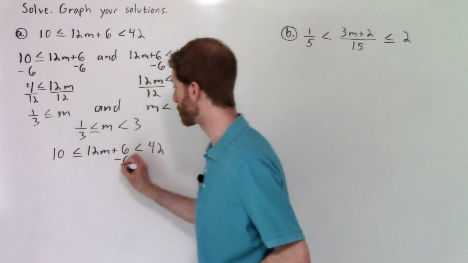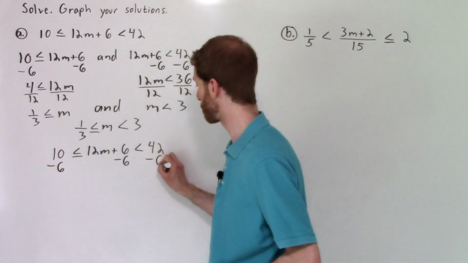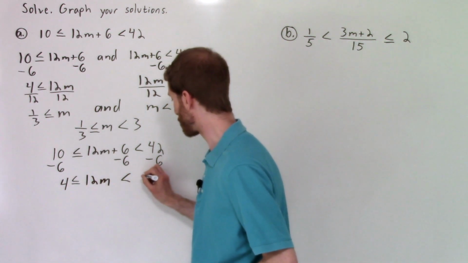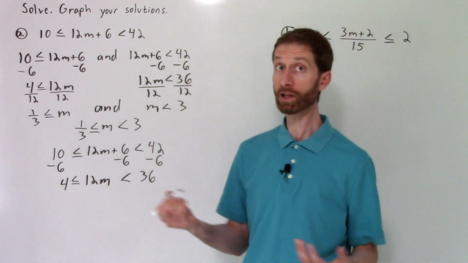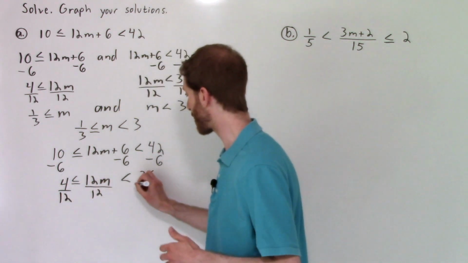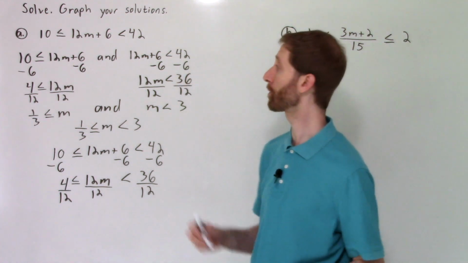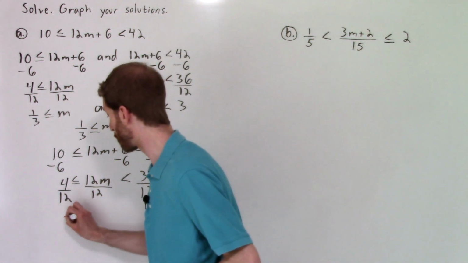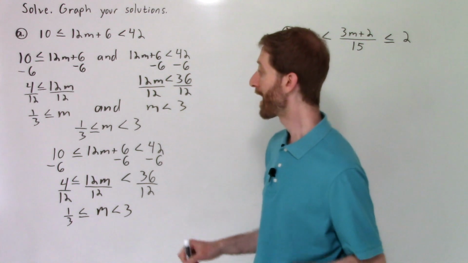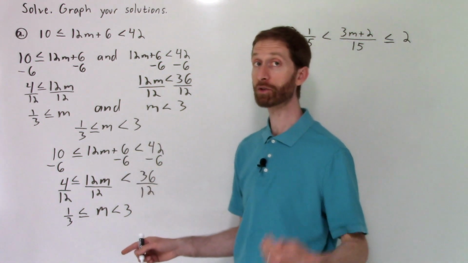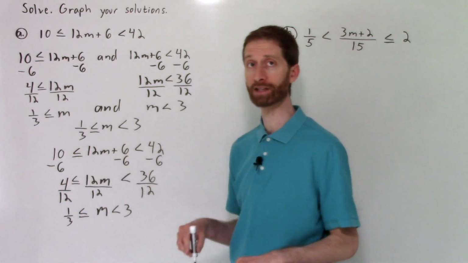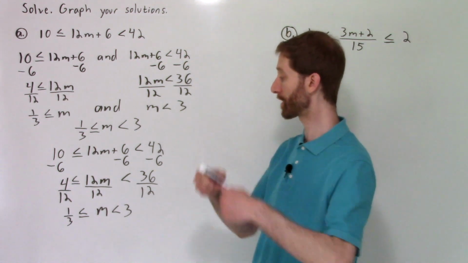I'm going to subtract 6 to undo plus 6. Make sure to do that to both inequalities. 10 minus 6 is 4, which is less than or equal to 12m, which is less than 36. From here, we want to isolate m, so I'm going to divide both sides by 12. Notice that the operations I'm doing in this second method are no different than the operations we did before. 4 divided by 12 is 1/3, which is less than or equal to m, which is less than 3. So we get the same answer. I prefer this second method, but you have to be careful that you're doing the same operation of undoing what you did to both sides of the inequality. Otherwise, you're not balancing out the two inequalities that are compounded here.